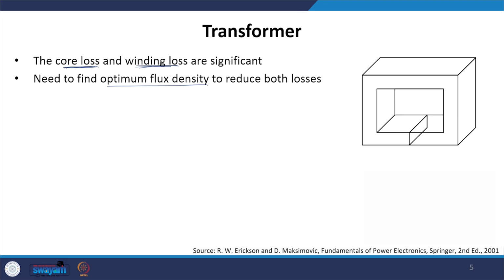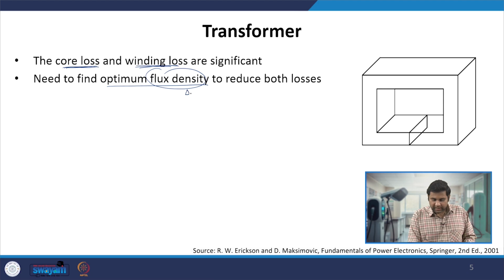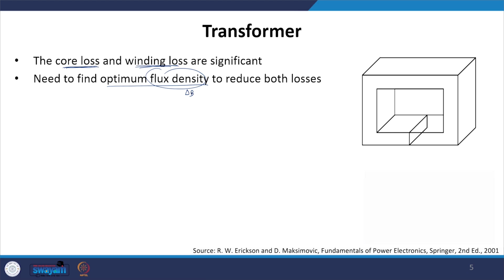So that's why the core loss and the winding loss are very significant, and we need to optimize this flux density, which is delta B, such that we can reduce both these losses in the transformer. Along with that, we should be in a position to obtain different parameters of the transformer, which include several things we need to calculate, like the number of turns, the magnetic length of the core, and the area of the core. Different design outcomes have to be obtained.